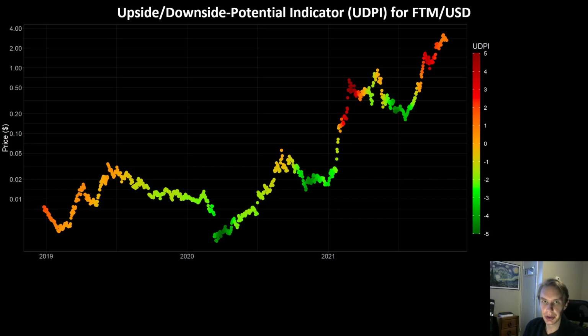Today I want to talk about a new risk indicator we just launched for Fantom and its native token FTM.